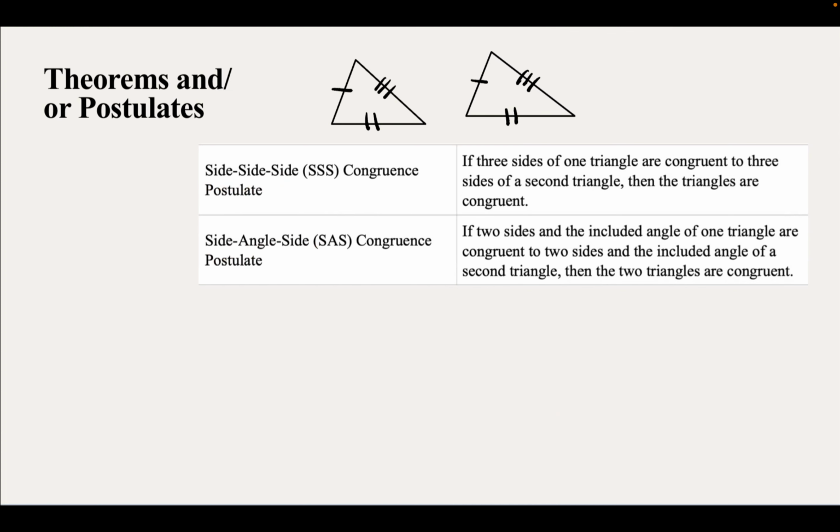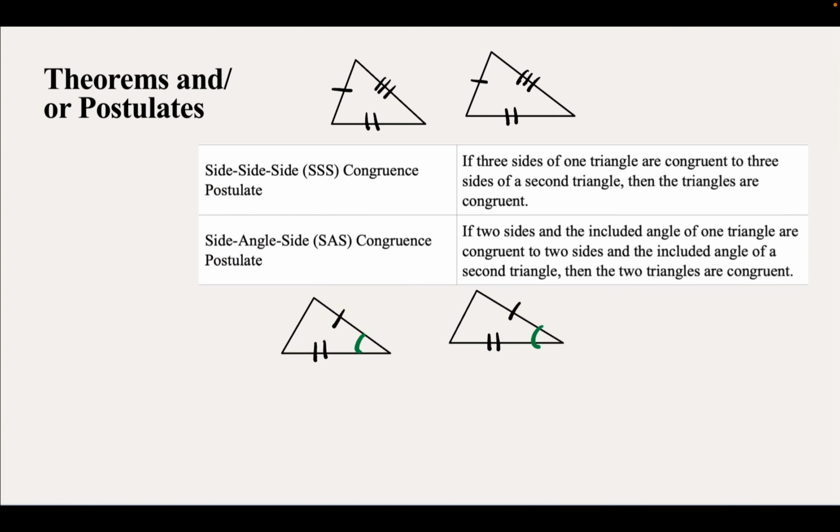The next one, SAS, says if two sides and the included angle are congruent, then the triangles are congruent. Let's draw that out. Two sides and the included angle. The included angle is the angle that's formed by those two sides. If I were to trace these two sides that have the tick marks, the included angle is right in the middle of them. So side, angle, side: two sides and the included angle.